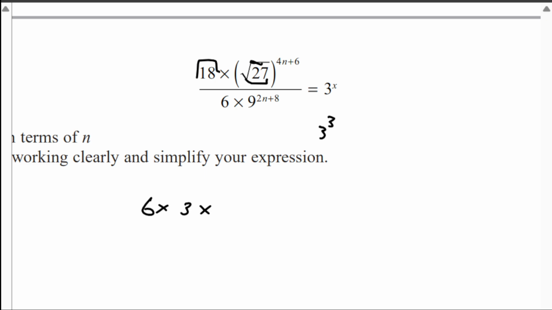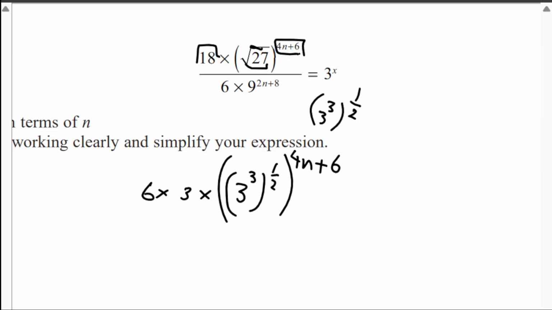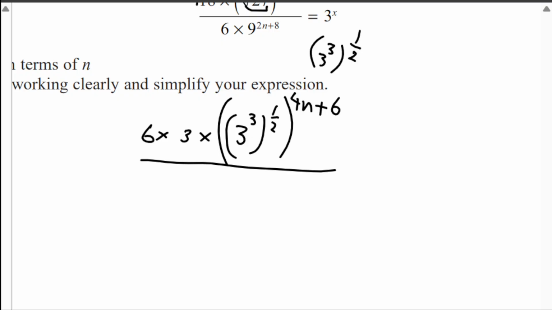And the square root is the power of a half. So instead of root 27, I can write 3 to the power of 3 to the power of a half, right? Now I write 3 to the power of 3 to the power of a half. And all this is raised to this power, all this to the power of 4n plus 6. That's very good. Now what do you have down there in the denominator? We have 6 times 9 is 3 squared. So I write 3 squared. And then I write this power, 2n plus 8.